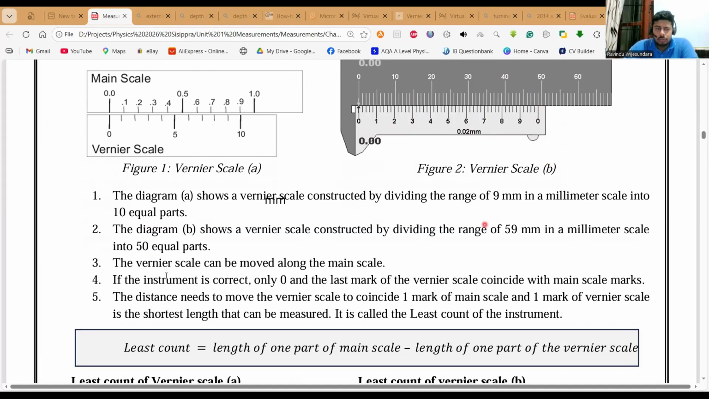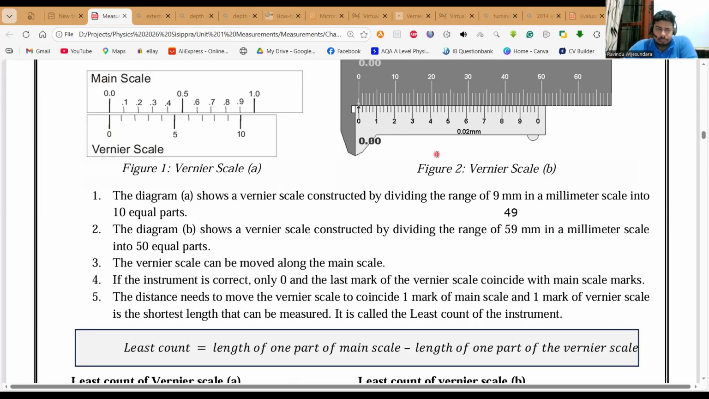So here also, let me remove the previous drawing. Here in the tutorial, there's a small mistake to be corrected. It should not be 59, it should be 49 actually. So diagram B shows a vernier scale constructed by dividing a range of 49 millimeters in a millimeter scale into 50 equal parts.